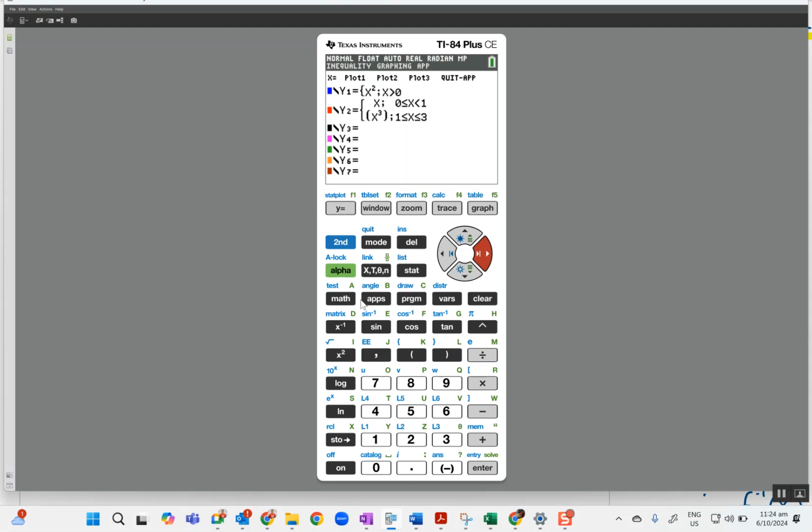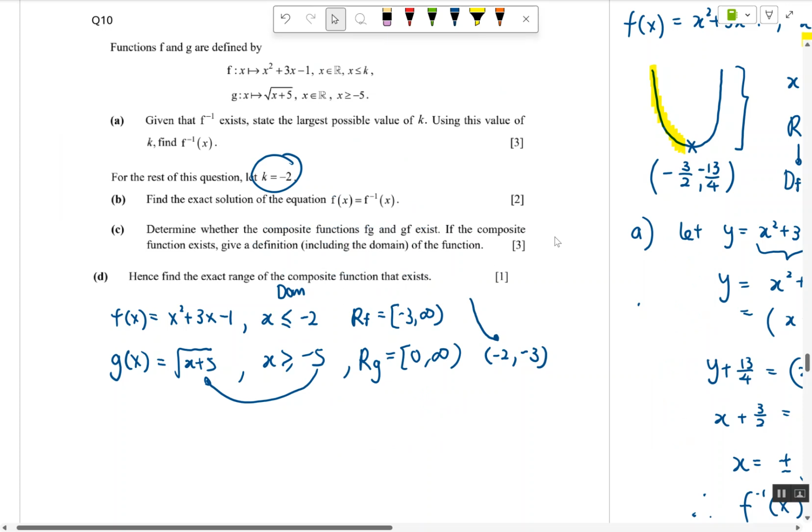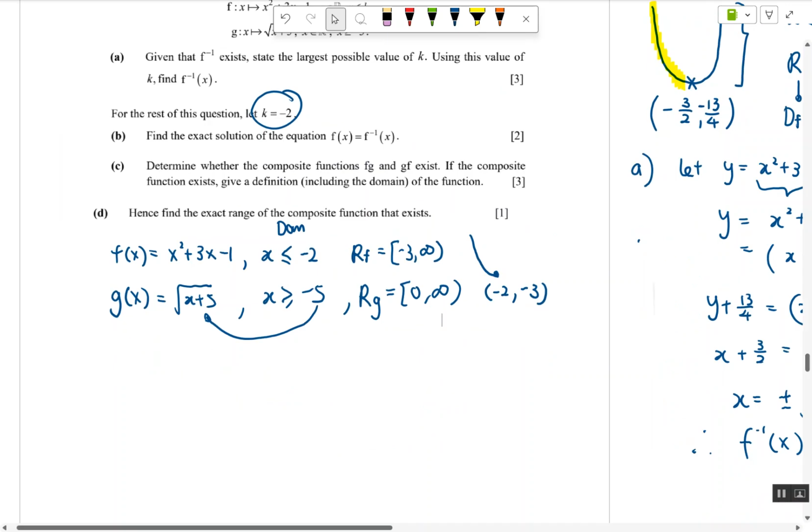Square root of x plus 5. Okay, now I draw the graph. Standard things I write. I do zoom standard. Can you see? When y is 0, it will keep on increasing. There's no asymptote for a square root graph. It will just keep on increasing. Sorry, the range is from 0 to infinity. Always use the graph to find your range.